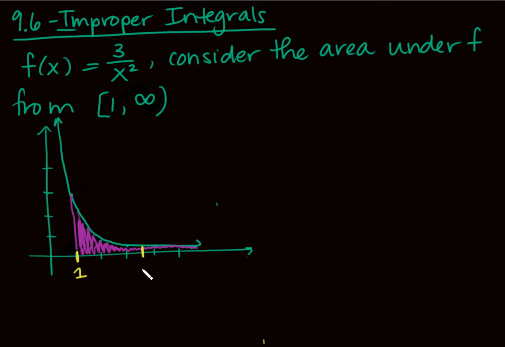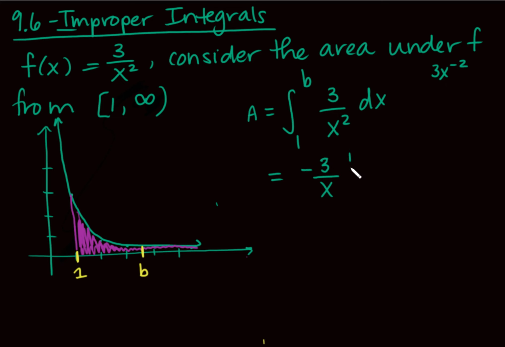So what we do is we say, let's just pick some point b and find the area between 1 and b. Now this is a little silly, but it'll be okay. I take the antiderivative. Remember, this is 3 x to the negative 2. So I add 1 to negative 2, that gives me negative 1, and I divide by it. So I get negative 3 over x evaluated from 1 to b. If I plug in b, I get negative 3 over b. If I plug in 1, I get negative 3, but remember, I'm subtracting that negative, so I get a positive 3.